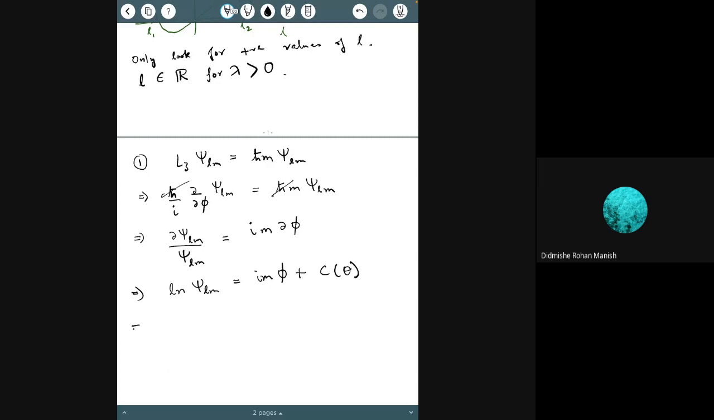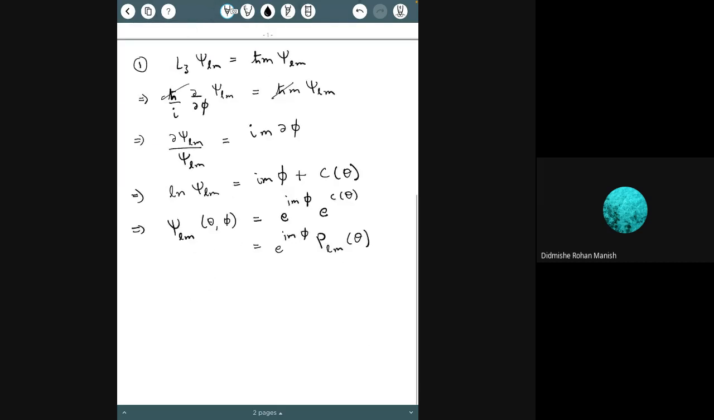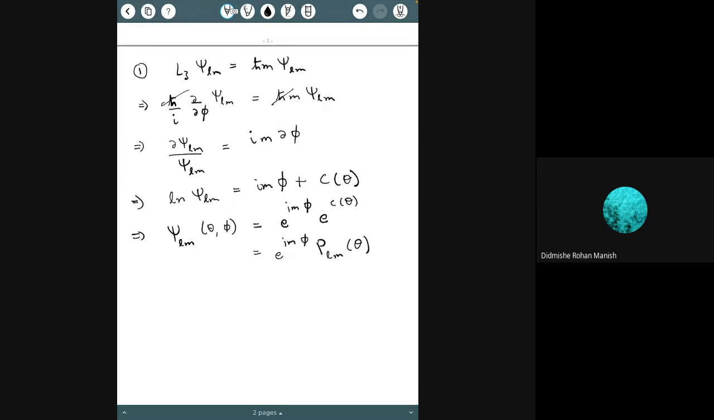And then I can write psi lm theta phi as e to the power im phi and e to the power c theta. And this I can simplify, or just change the notation a little bit, and say this is plm theta. Okay, so this is the solution of the differential equation.